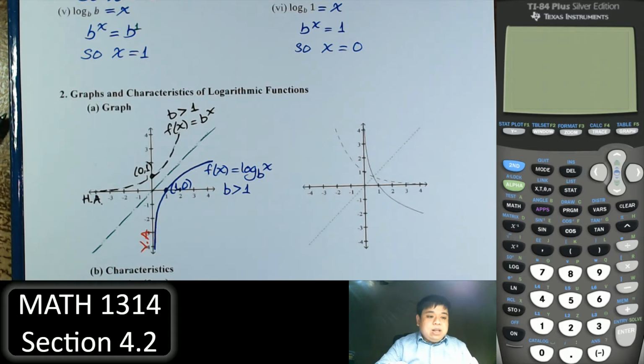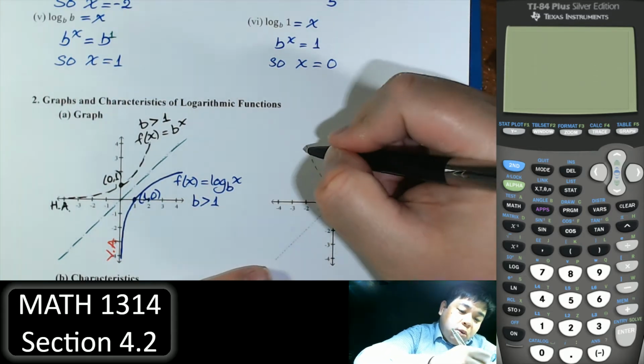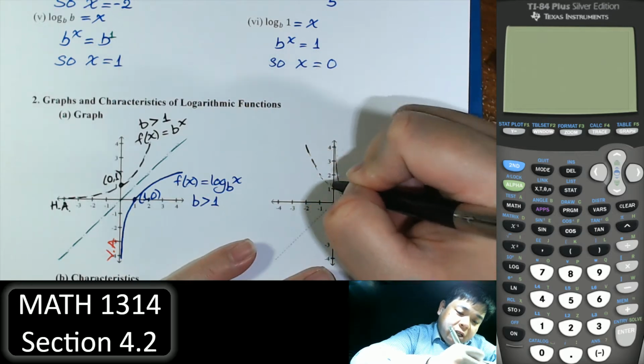Right, now we'll do the same thing, but this time the base is less than 1. So the exponential function goes like this.